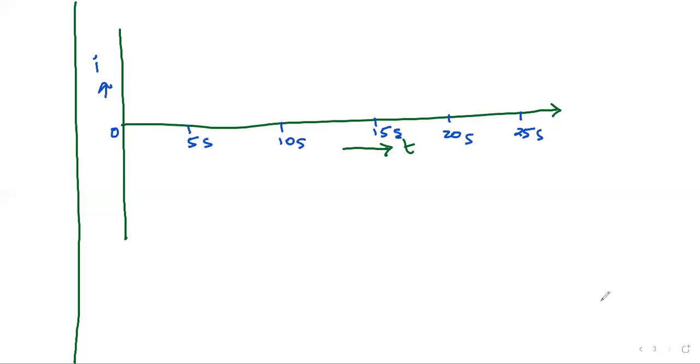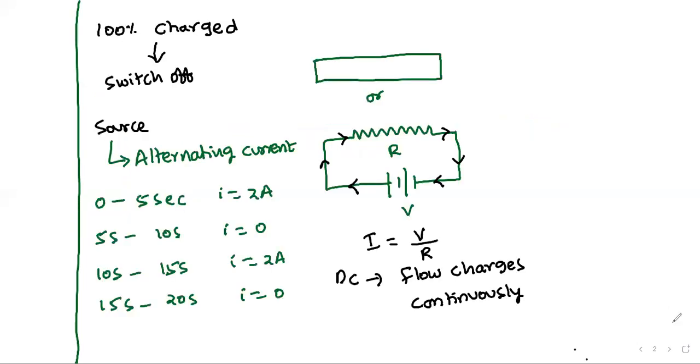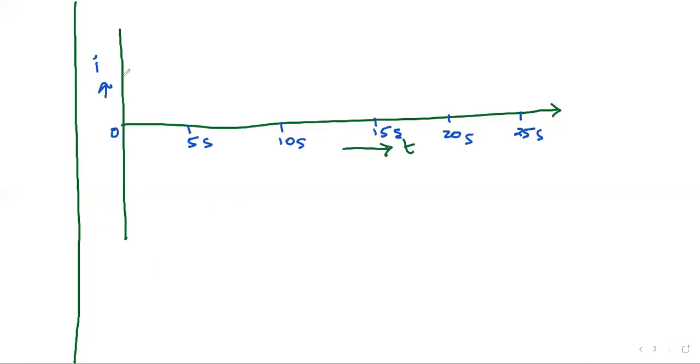Now 0 to 5 seconds, current is flowing through the conductor and it is having 2 ampere. So we'll have it like this. From 5 seconds to 10 seconds, there is no current, so it will lie on the x-axis.